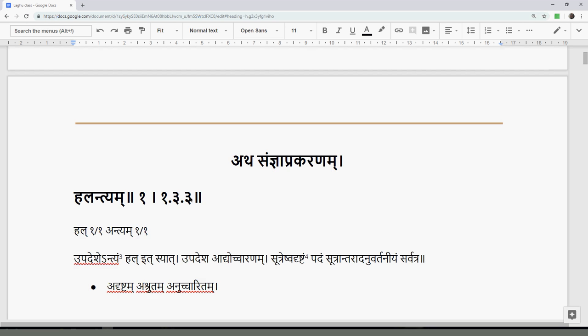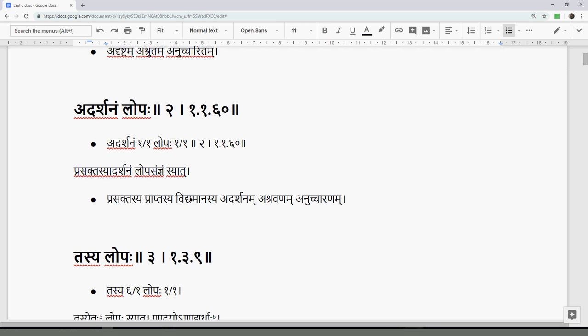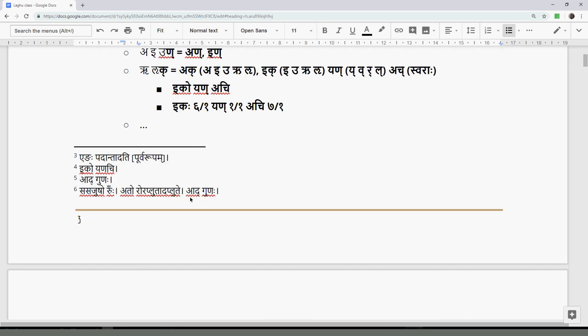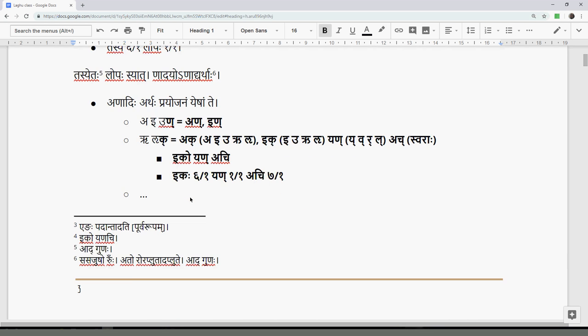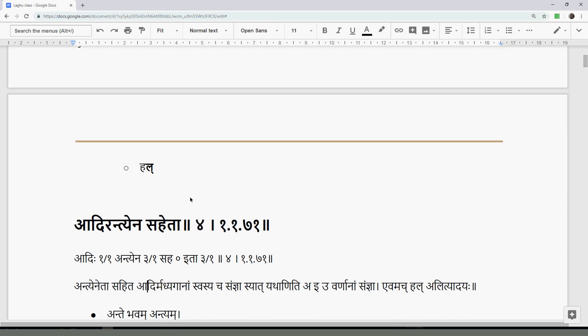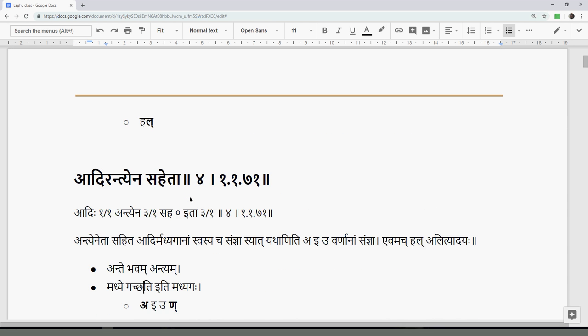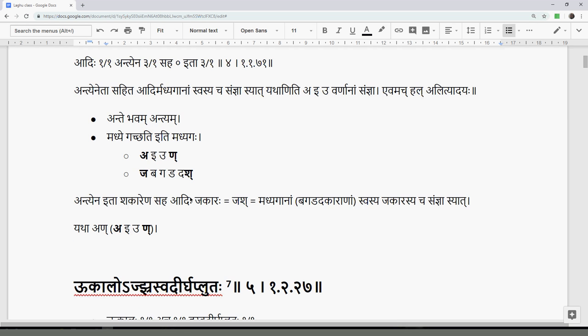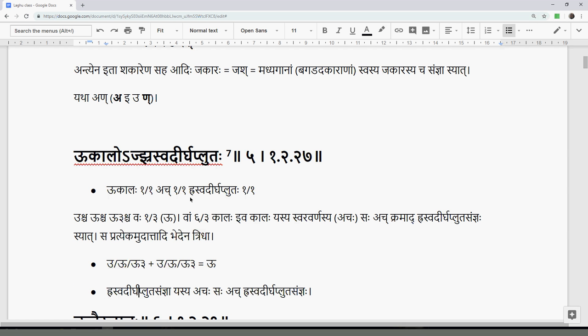So we looked at the sutras halantyam itah, adarshanam lopaha, tasya lopaha. Then adirantyena sahita, which makes the pratyahara with the beginning letter and the end letter, together with all the letters in the middle. And then we saw what is Hraswa Dirgha Plutaha, Ukala, the pronunciation of U.